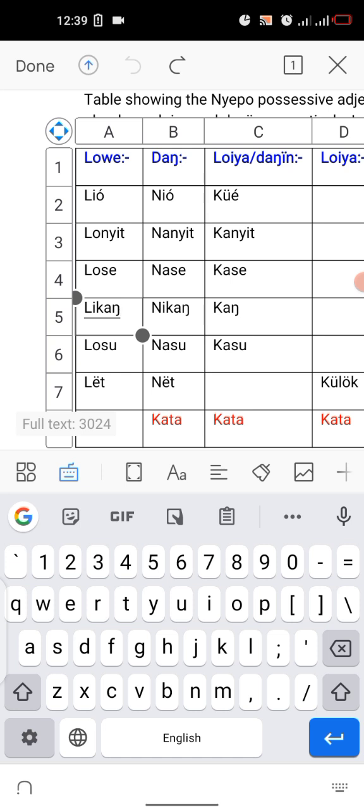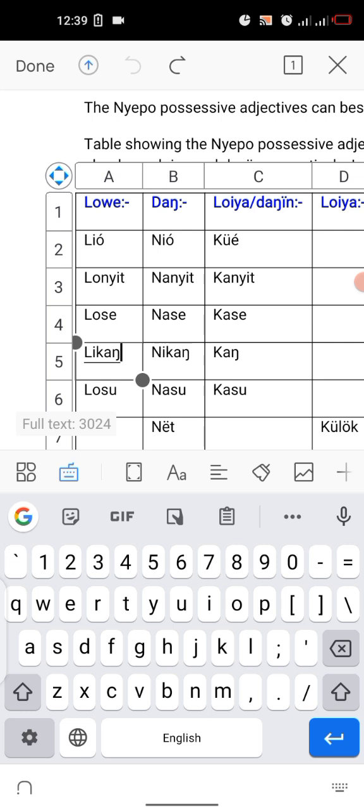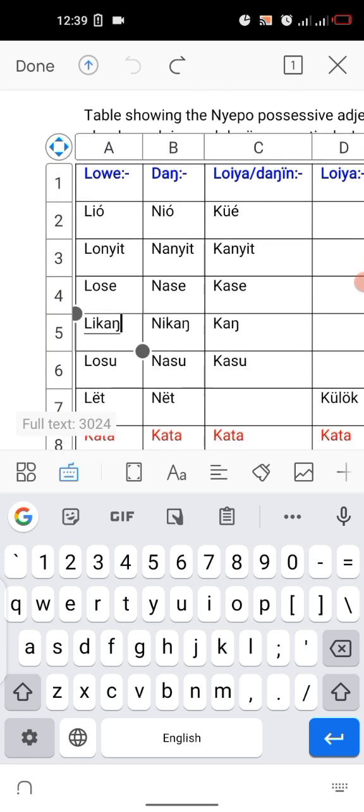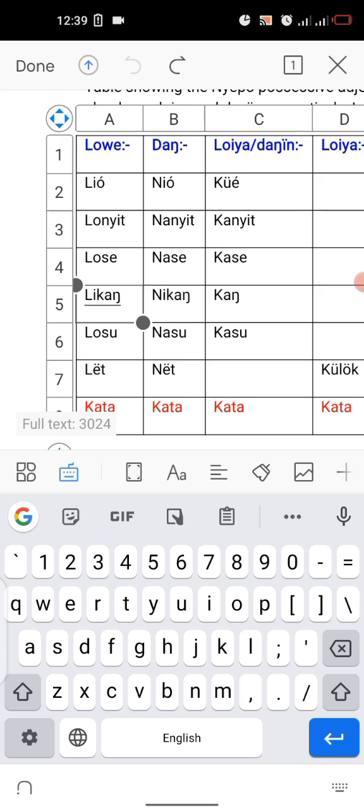Now in the second column we have the word dang. This means bow. So in the Nyepo language, the noun dang is feminine. So you will say dang nio if you want to say my bow. If you say her bow or his bow, you will say dang nanyit.